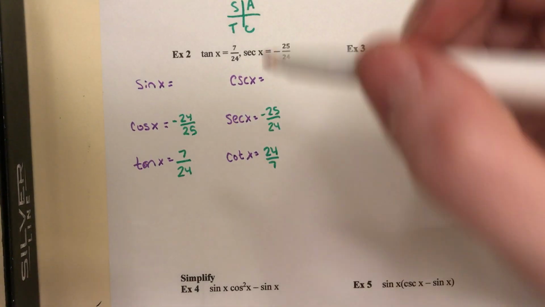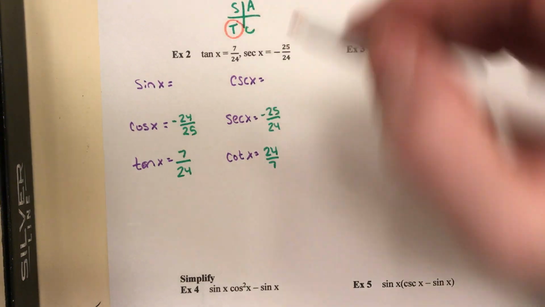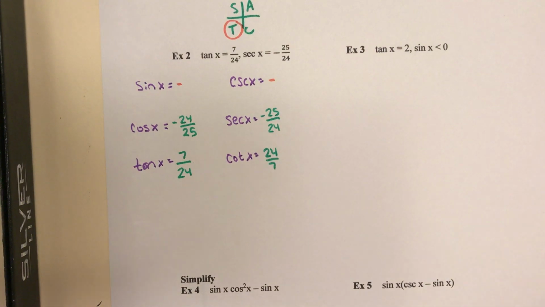We're looking for the quadrant where tangent is positive and cosine is negative. That would be in the third quadrant again. So sine would also be negative, and so would cosecant. So again, you can make a right triangle and solve, or we could use our formulas.